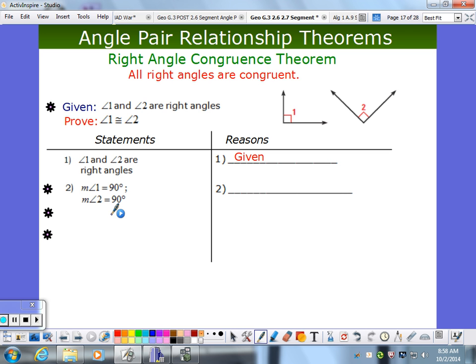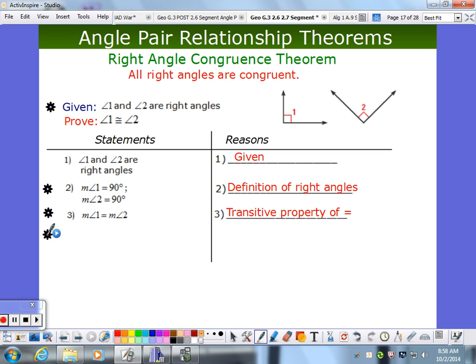How come? What do you think, Amy? Yeah, that's what right angles are. Definition of right angles. This can lead us to say that the measure of angle 1 equals the measure of angle 2. How come, Jack? The transitive theorem. Yeah, well, this one, we're working with equality. Oh, the measure. Yes, transitive property of equality, right? Because they're both 90, they're both equal to each other.